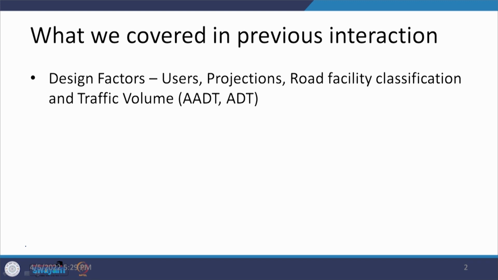And then we moved into the road related factors, and the very first thing which we discussed was classification of roads. And then under the traffic volume, two things we talked about. One was AADT and another was ADT.